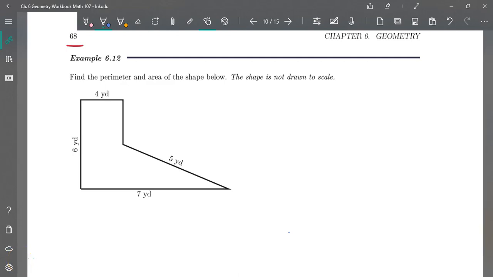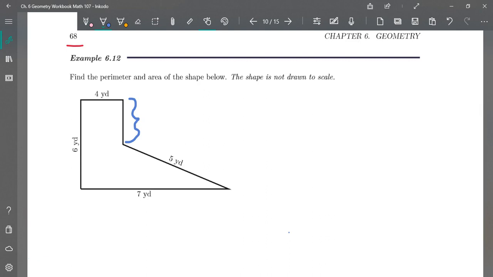Okay, now we're going to take a look at page 68 of your workbook and find the perimeter and area of this shape. We have a couple of different shapes that are put together. It's probably a good idea to read through your textbook first and make sure you're familiar with the formulas and things. So for perimeter, we're just going to add up all the sides, but we don't know all the sides to begin with. So the first one we need to figure out is what this side is.